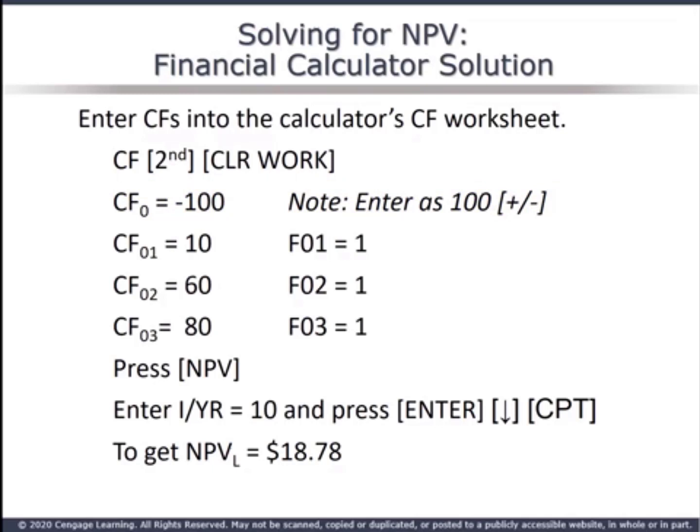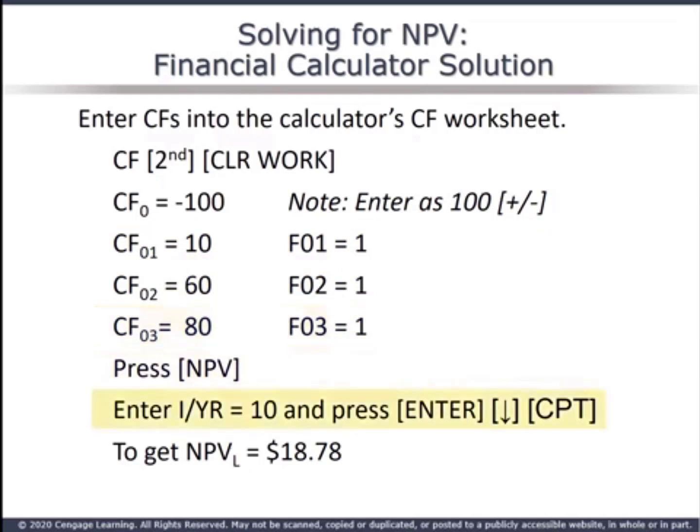Remember the pattern from the TVM lesson and the video. With CO1 displayed, enter 10. Press Enter and down. With FO1 equal to 1 displayed, press Enter and down to accept a frequency of 1. Repeat for all cash flows. When all cash flows are entered, press NPV.